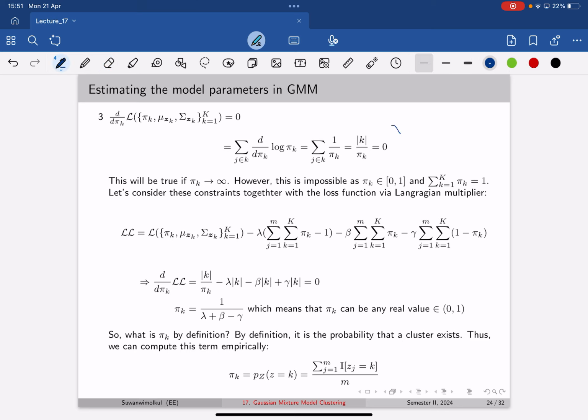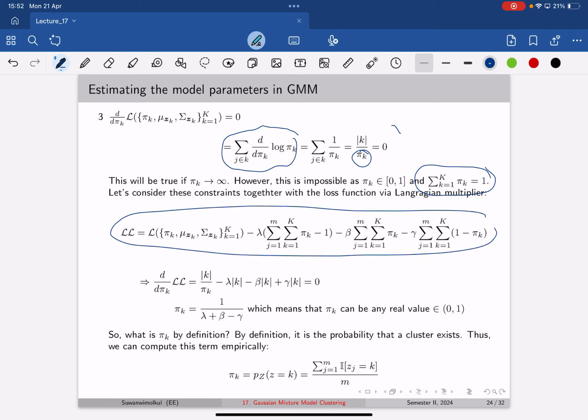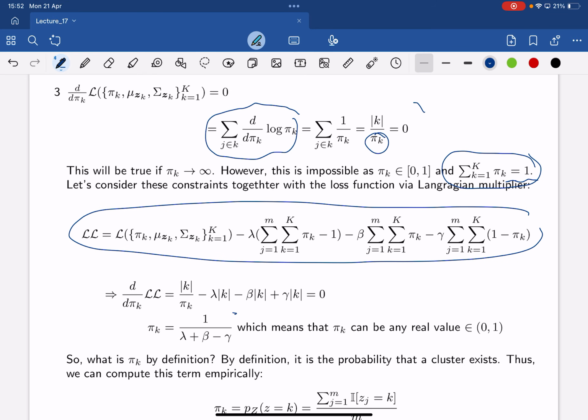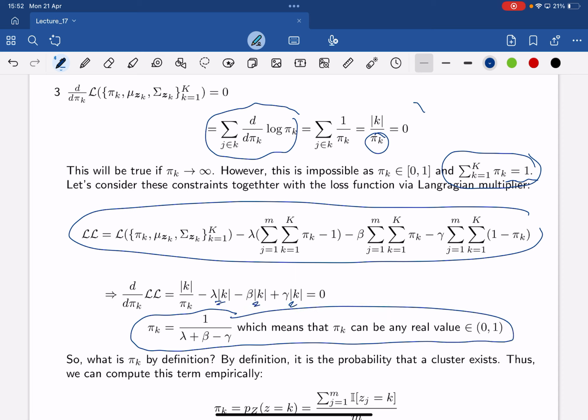Because if we look at the log of pi here and you take the gradient and equate it, it turns out that pi can take pretty much any large value. But in fact, there are constraints, because this pi k is a probability, so the sum of it has to be equal to 1. So here, I extend the loss function a little bit to include this constraint. With that, you use these Lagrangian parameters and find the infimum. Sorry, not sure if it's supremum or infimum.